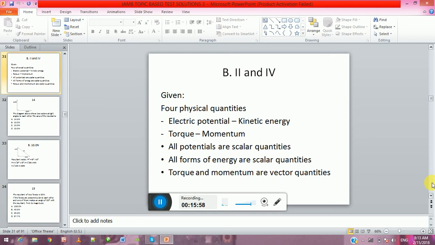Why? Given 4 quantities, electrical potential and kinetic energy are all scalar quantities, whereas torque and momentum are vector quantities. Note that all forms of energy are scalar quantities. So it leaves us with the option of only torque and momentum to be the answer.